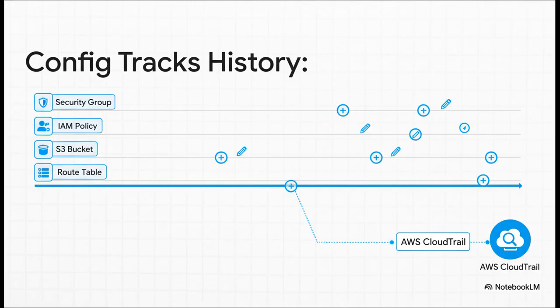So what Config really does is create this complete historical timeline for every critical resource you tell it to watch, from security group rules and IAM policies all the way to network components like route tables. And here's the crucial link. It ties every single one of those configuration changes back to the specific CloudTrail event that kicked it off.